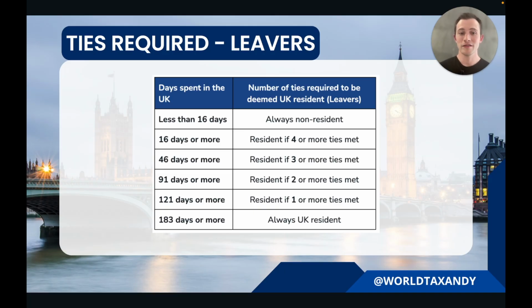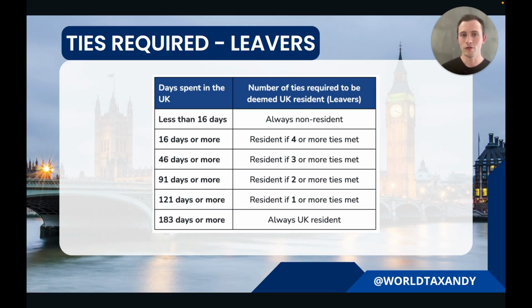So as I mentioned at the start, 90 days can be a good rule of thumb, but it's not universal. It's useful because in most cases I see, people leaving the UK usually meet 2 ties, the most common ones being the 90-day tie and the accommodation tie. So in this case, with 2 ties, you can spend 90 days in the UK and not be a resident.